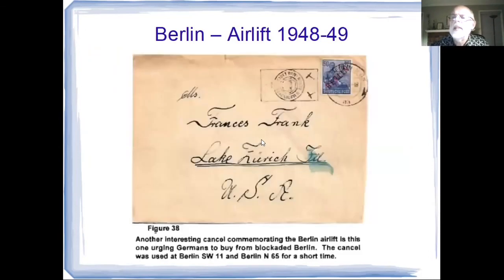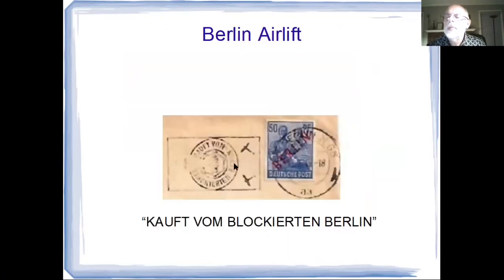Here is another example of a cover mailed this time from Berlin, and it asked people to buy from the blockaded city. So here's an enlargement. It says here, kauft vom blockierten Berlin, which means purchase from the blockaded Berlin. You have the plane symbols here.